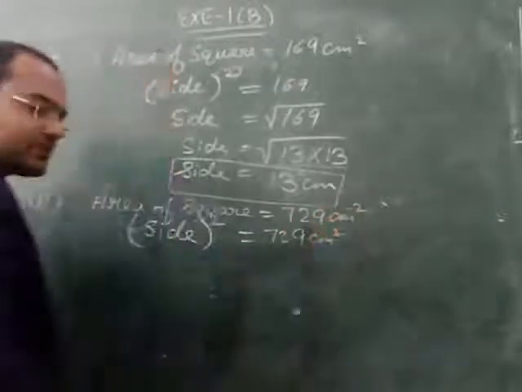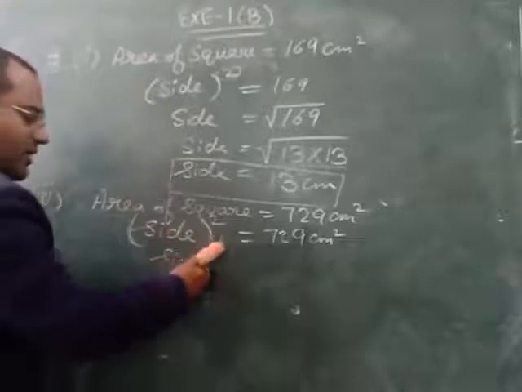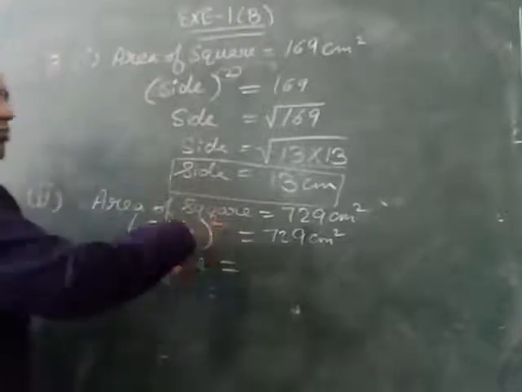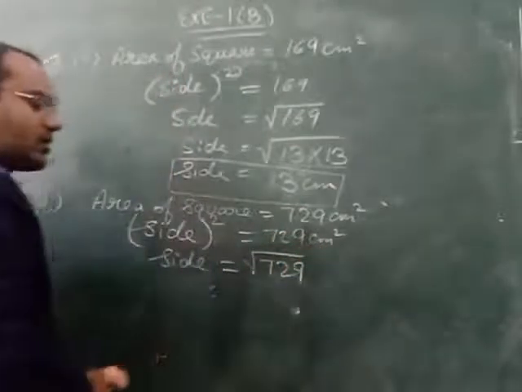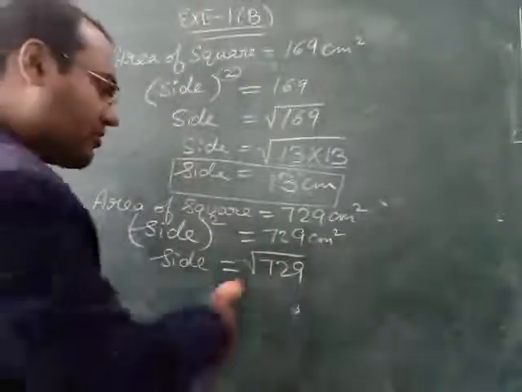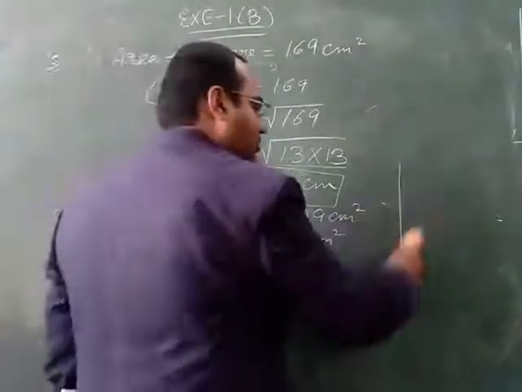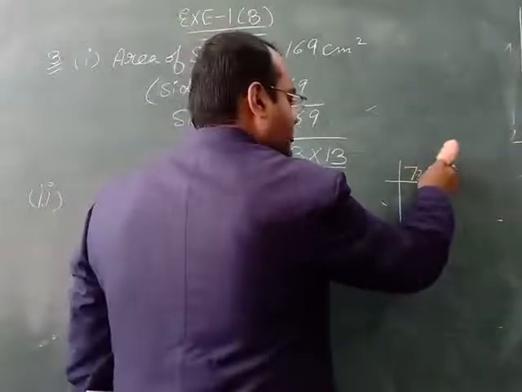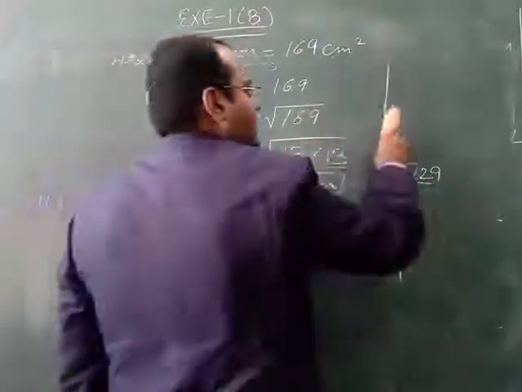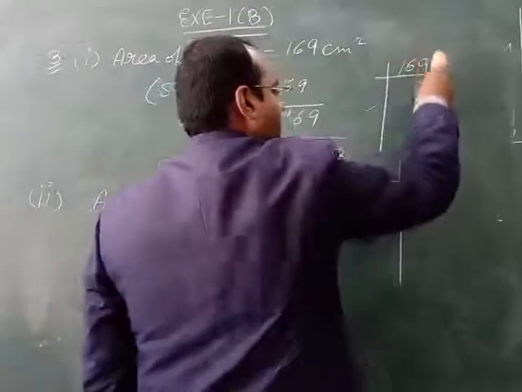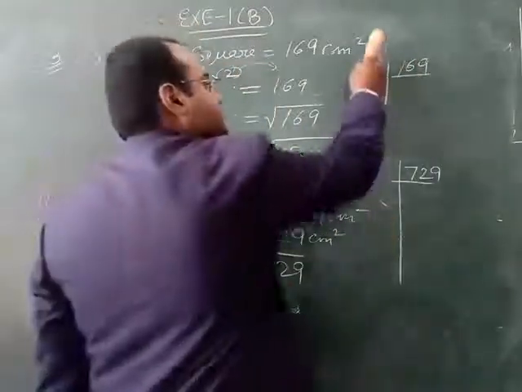Now the next step is, this power 2 we will remove, so here side will be remaining. When we remove this power 2, on the right hand side we will take the square root sign. Now what we have to do, we will take the prime factors of 729. Here also you can take prime factors. This is 169. When you find the prime factors of 169, this 169 is divisible by 13 only.